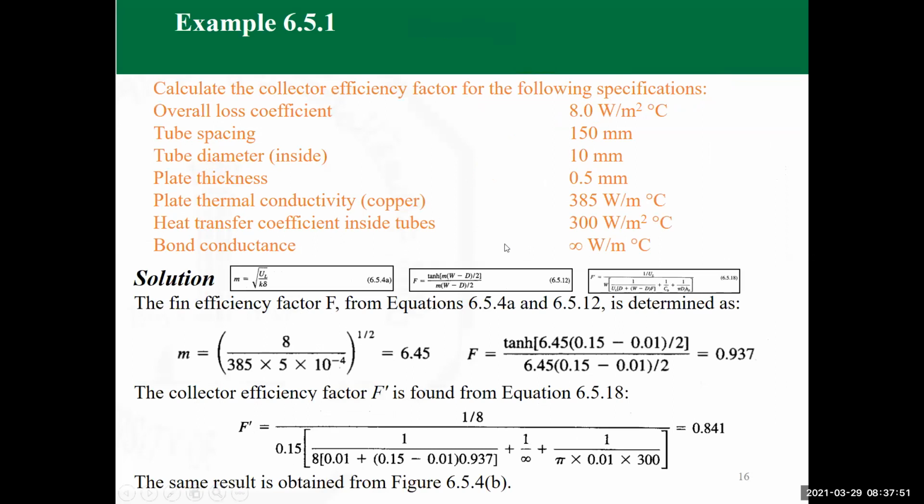Before we start, that was an example that we have seen last time. The example is a direct substitution to calculate the efficiency factor.